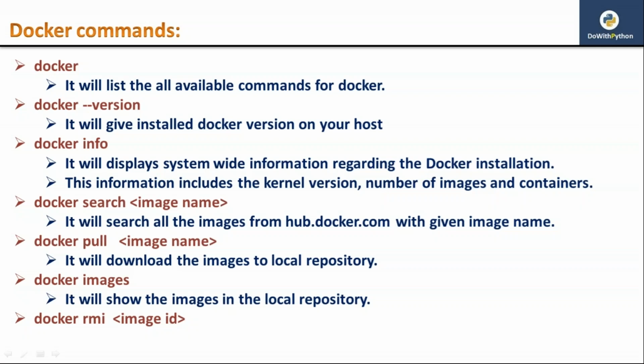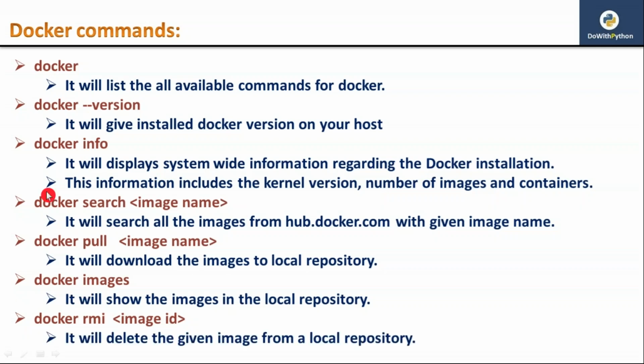So these are very simple commands. Docker images will show images in your local repository. Docker pull will download a particular image to your local repository, and if you want to delete that image, you can use the docker rmi command by providing the image id.